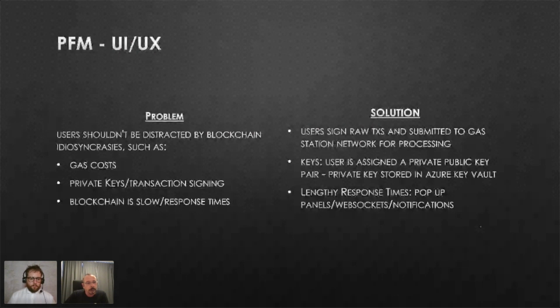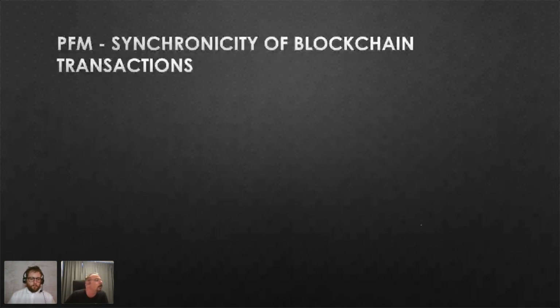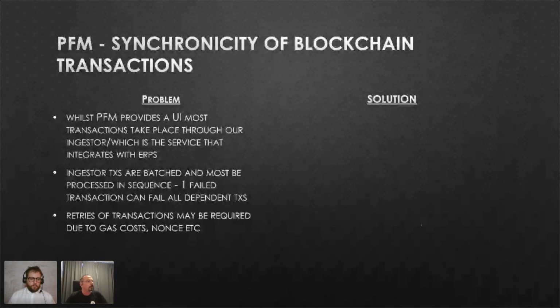Synchronicity of blockchain transactions. Let me talk through that. Here the problem is, we do provide a UI, but as I indicated, most of the transactions actually come through the ingester service. And the ingester transactions, which are coming from those ERP systems, it's important that they're processed synchronously, because there may be dependent transactions. For example, you can't create an invoice unless the purchase order has been created. And so if one of those fails, the whole batch can fail.